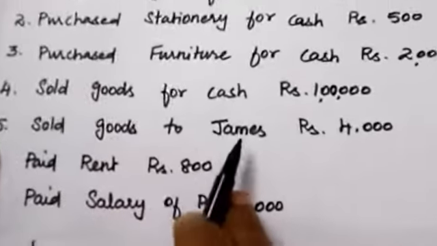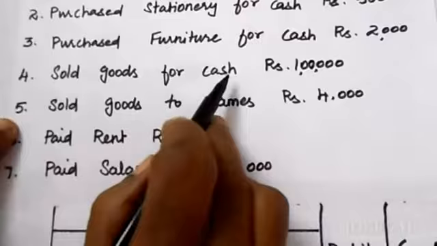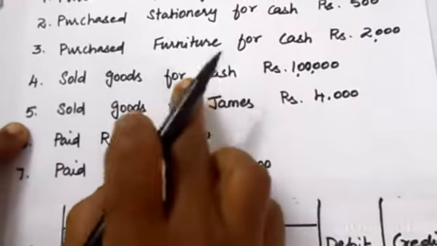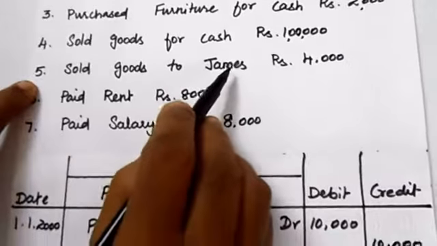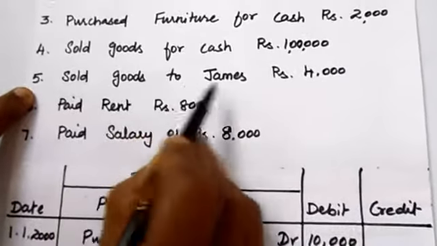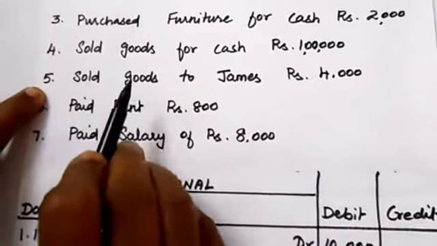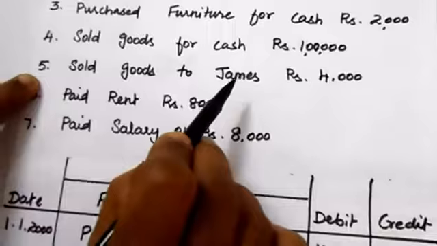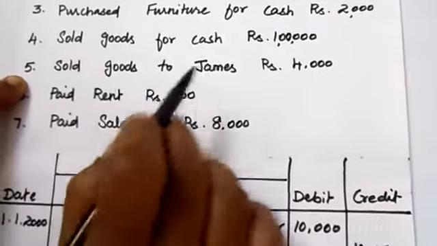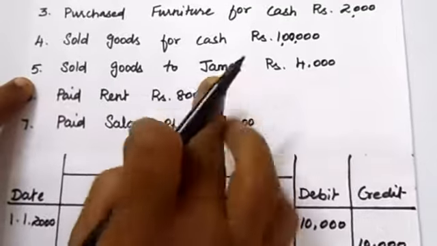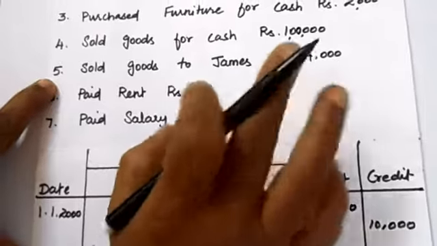Sold goods to James. Just see the difference. The previous entry is sold goods for cash. They didn't mention a name, so it is considered as a cash sale. But in this transaction, they have mentioned the name. They didn't mention about the cash. Sold goods to James. It means it is a credit sale. They have sold some items to James. So he is a debtor. Your amount is there, so you are going to get the amount from James. Till you receive the amount from James, he is a debtor for the company.